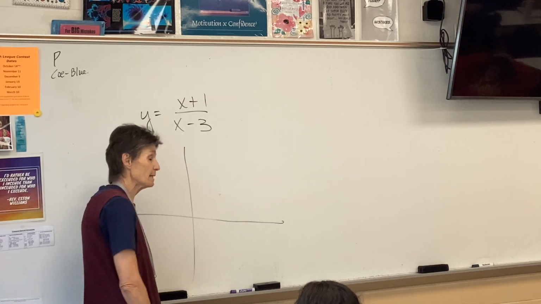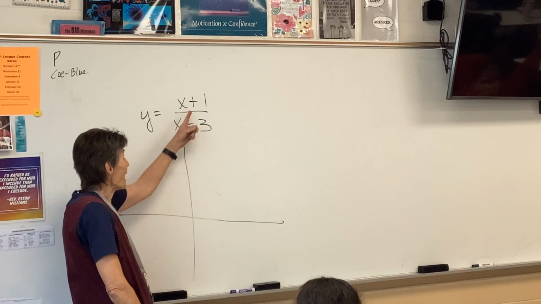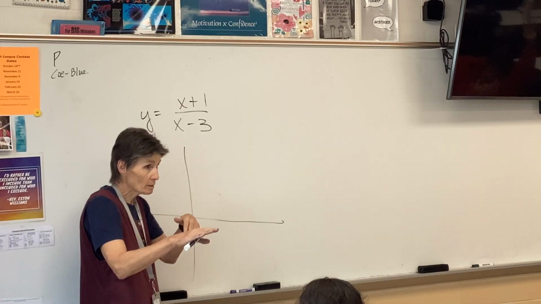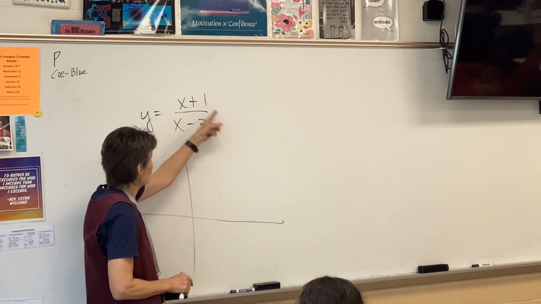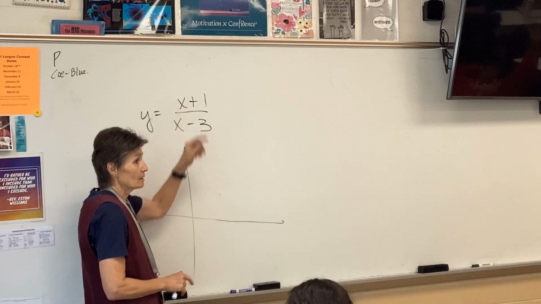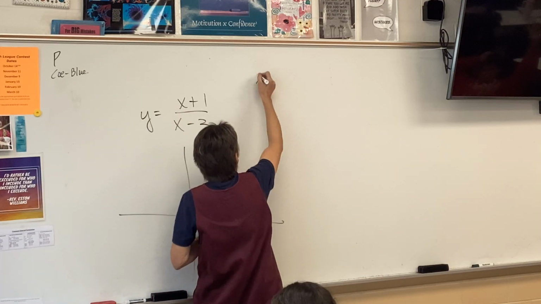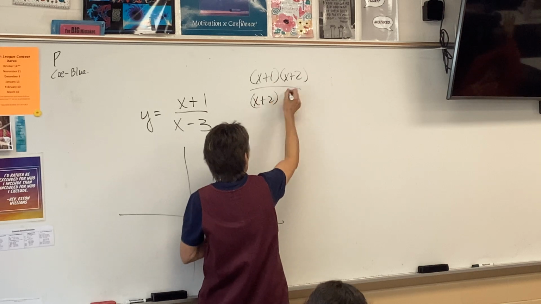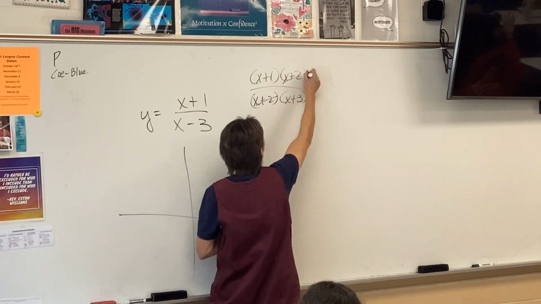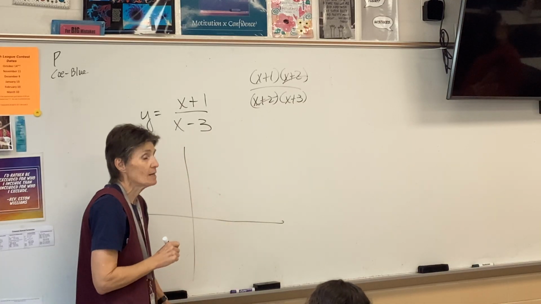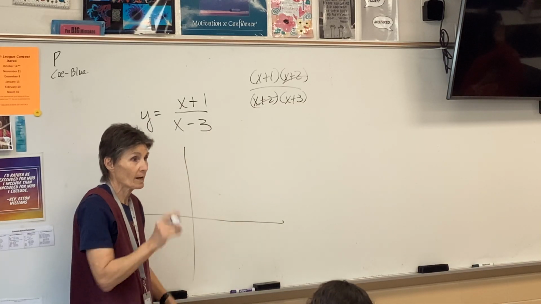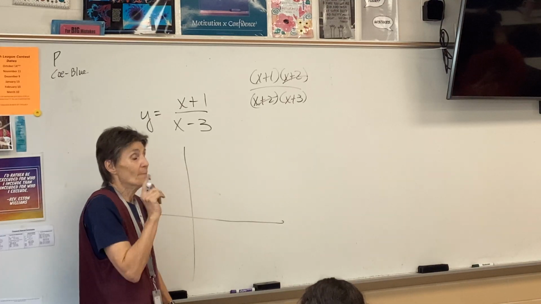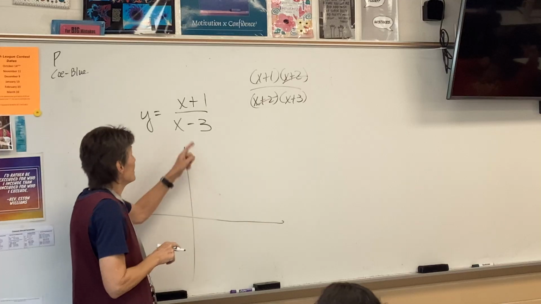I can't cancel anything. When you have adds and subtracts, then you either cancel it all or not at all. So unless those were the same. So if I had something like x plus 1, x plus 2, over x plus 2, x plus 3, that I can cancel. I'm canceling the whole parentheses, but I can't cancel part of it, right? No. Right. I know why you're thinking that.